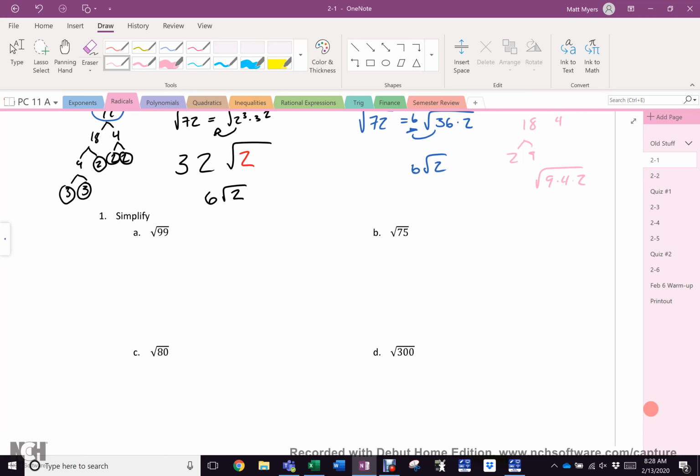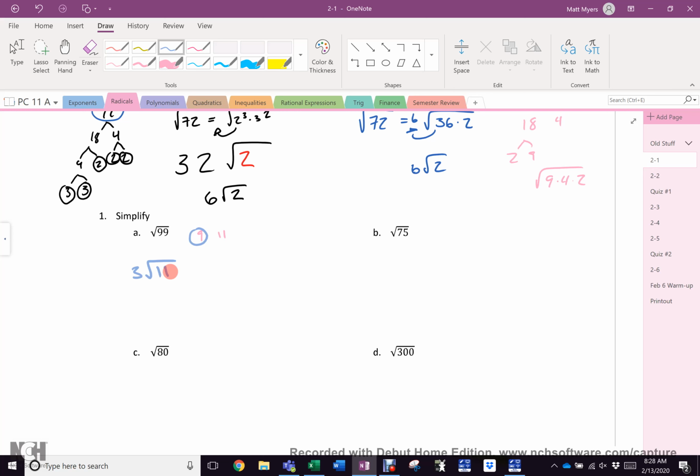All right. So 99, we break it down. What's the first one you're going to use? 11 and 9. And we can stop there, right? Why? 11's a prime number and 9 has a square root. So I take the square root of 9, which is 3, and I leave the 11 under there. Thank you. You've been in the class before. It shouldn't have taken that long.